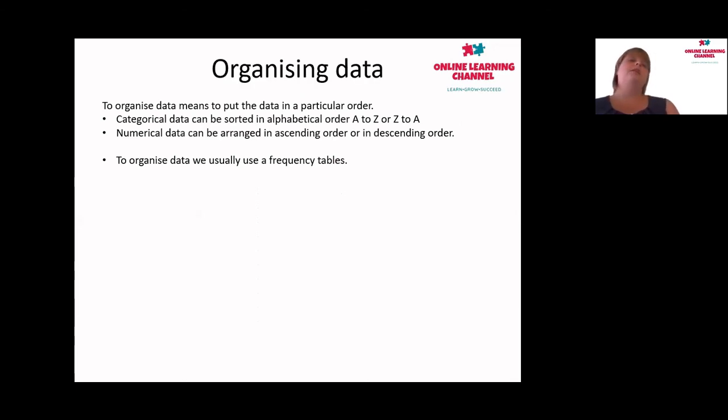After I sorted my data, I now have to organize my data. Okay, so to organize data is to put it in particular order. Category order can be sorted alphabetically, order A to Z or Z to A. Numerical data can be arranged in ascending order or descending order. To organize data, we usually use a frequency table.